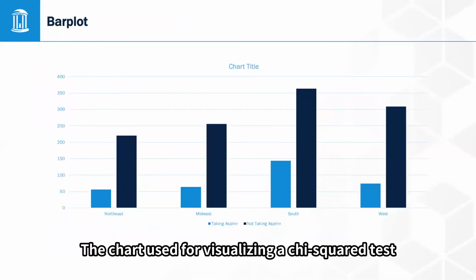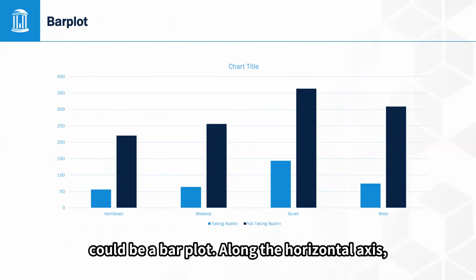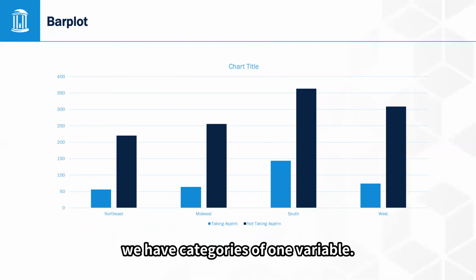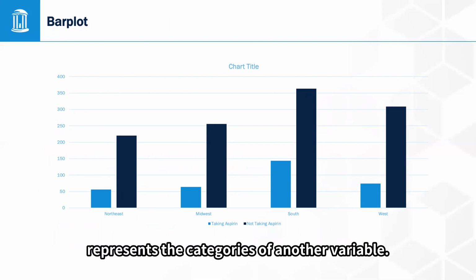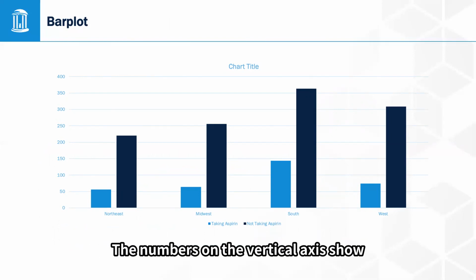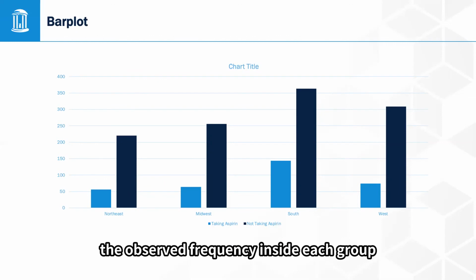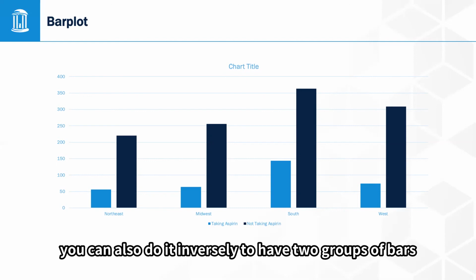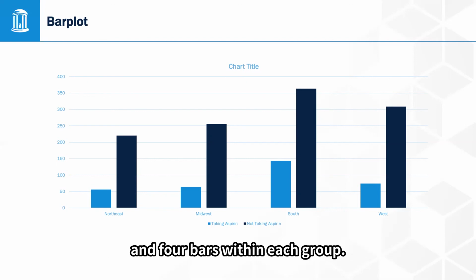The chart used for visualizing a chi-square test could be a bar plot. Along the horizontal axis, we have categories of one variable. The different colors of bars represent the categories of another variable. The numbers on the vertical axis show the observed frequency inside each group. You can also do it inversely to have 2 groups of bars and 4 bars within each group.